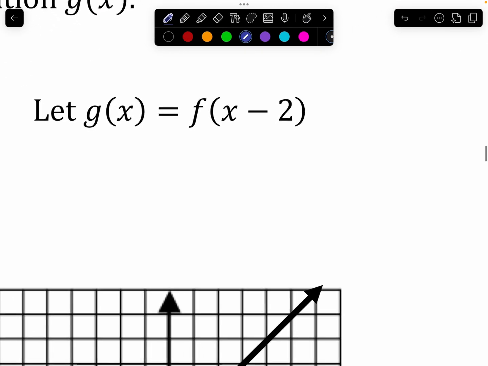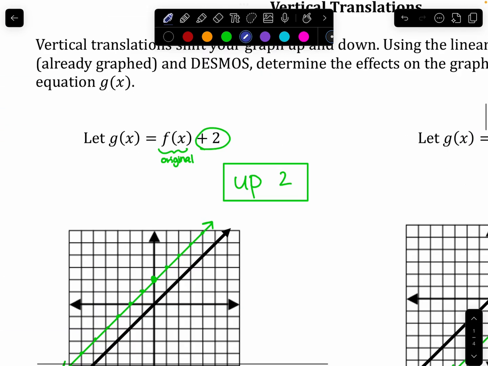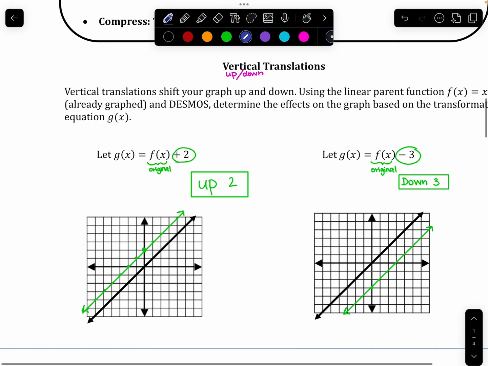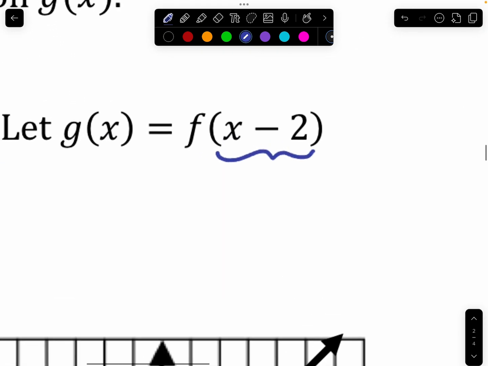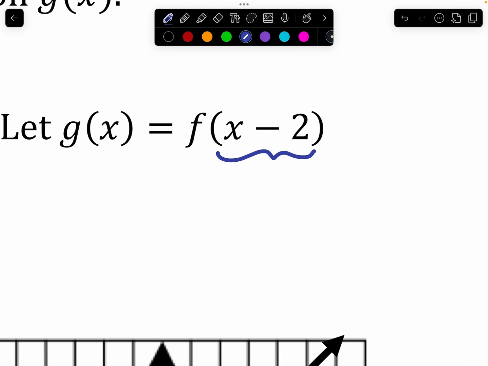So what we're going to do now is notice that you have something on the inside with x, whereas up here, we had a number that was not inside the parentheses with x. It was just hanging out in the back. Now there's something inside the parentheses with x. We are still taking our original and doing something to it, and we have to determine what that is.